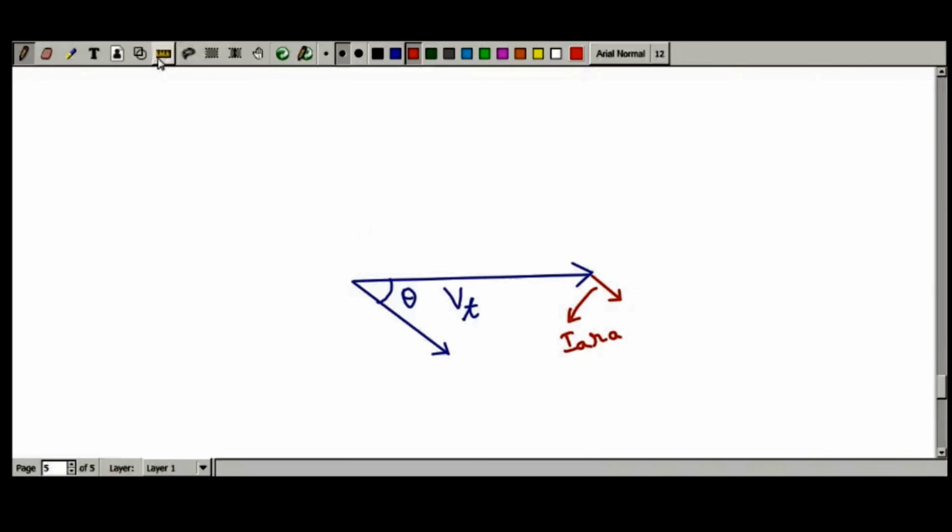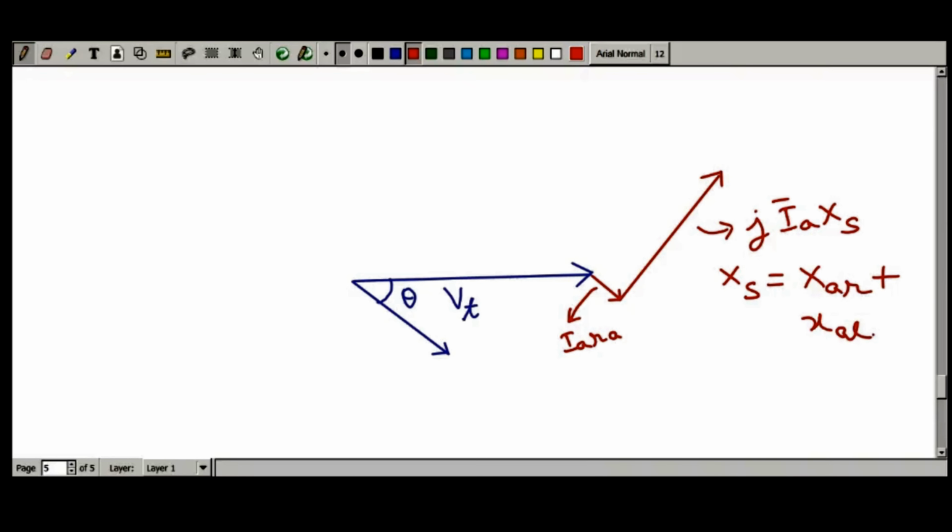Now to this drop we will add the synchronous reactance drop, that means IAXS. Let me show it over here. So this thing is your J into IA into XS. Now what is XS? XS is nothing but the summation of XAR plus XAL, armature reaction reactance and armature leakage reactance. Now the sum of these two will be obviously the no load EMF, that is EF. So this thing is your EF.